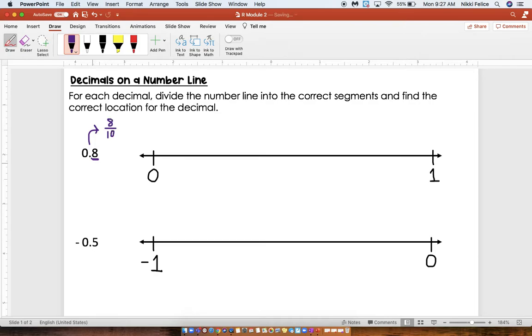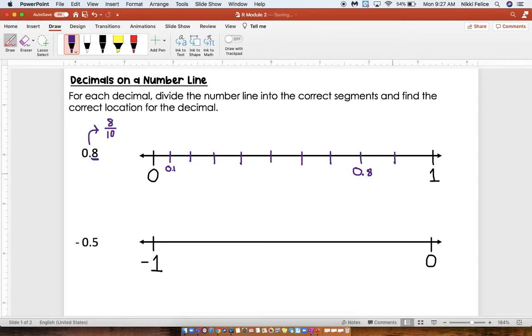So because this decimal is in the tenths place, we're going to divide this number line into 10 segments. So this would be 1, 2, 3, 4, 5, 6, 7, 8, 9, and then the 10th one would be 1 whole. So my first segment would be 0.1 or 1/10, then 0.2, 0.3, 0.4, 0.5, 0.6, 0.7, 0.8 would be right here.